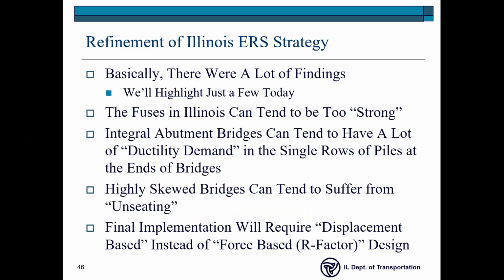So we weren't getting as much isolation as maybe we would like, okay? And a whole class of abutments called integral abutments put a little bit too much demand on the piles. I won't get too much into that, but we call that ductility demand. So we're looking at how to reduce some of that ductility demand. There are some problems with unseating and skewed bridges.